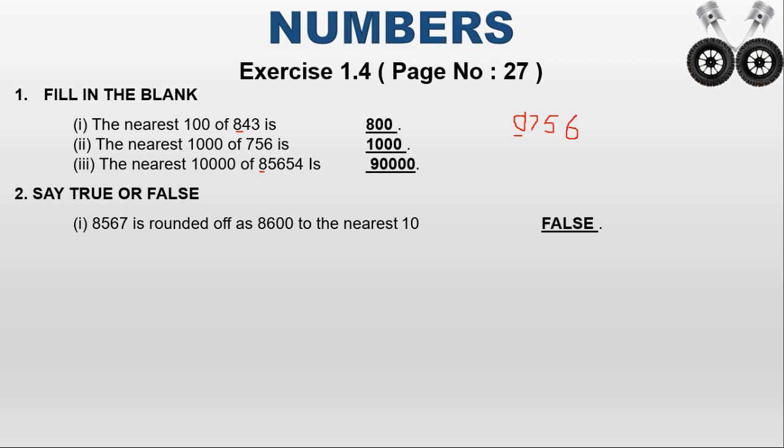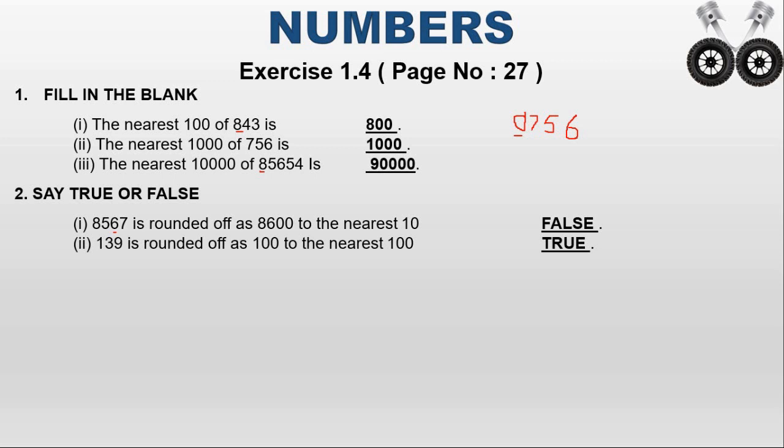So rounded to the nearest 10. What is the 10s position here? 6. So you have to look at the next number, that is 7. 7 is greater than 5. That means you have to add 1. So 6 plus 1 will become 7. So the answer is 8570. But here it is given as 8600. So it is wrong. So the answer is false.